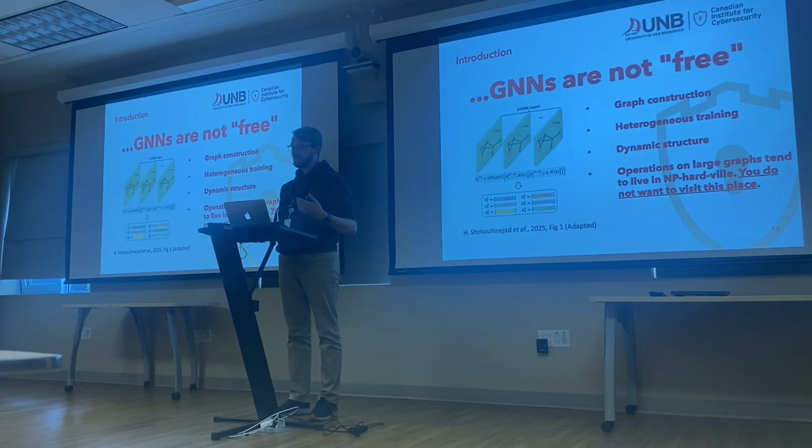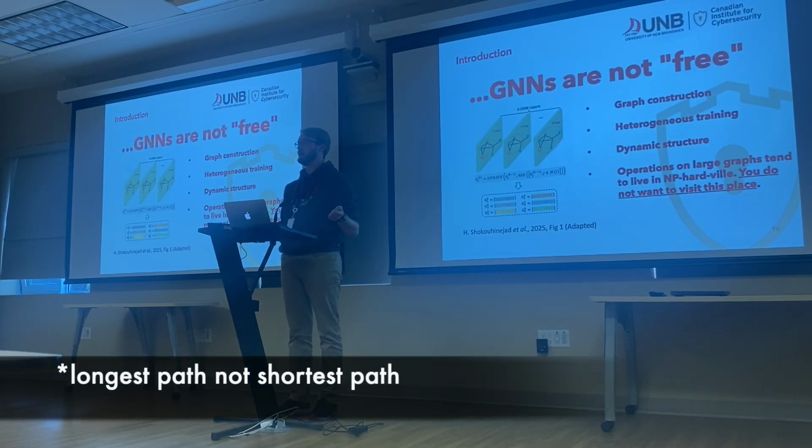And then the last one that I've tacked on through personal experience is that operations generally on very large graphs tend to live near NP-Hardville. So basically you do not want to go to this place. It's going to make anything you do very, very difficult. And of course, I'm not talking about every conceivable operation on a graph, but just things like, for example, finding the shortest path through a very large graph is hard. So those are things that might come up.